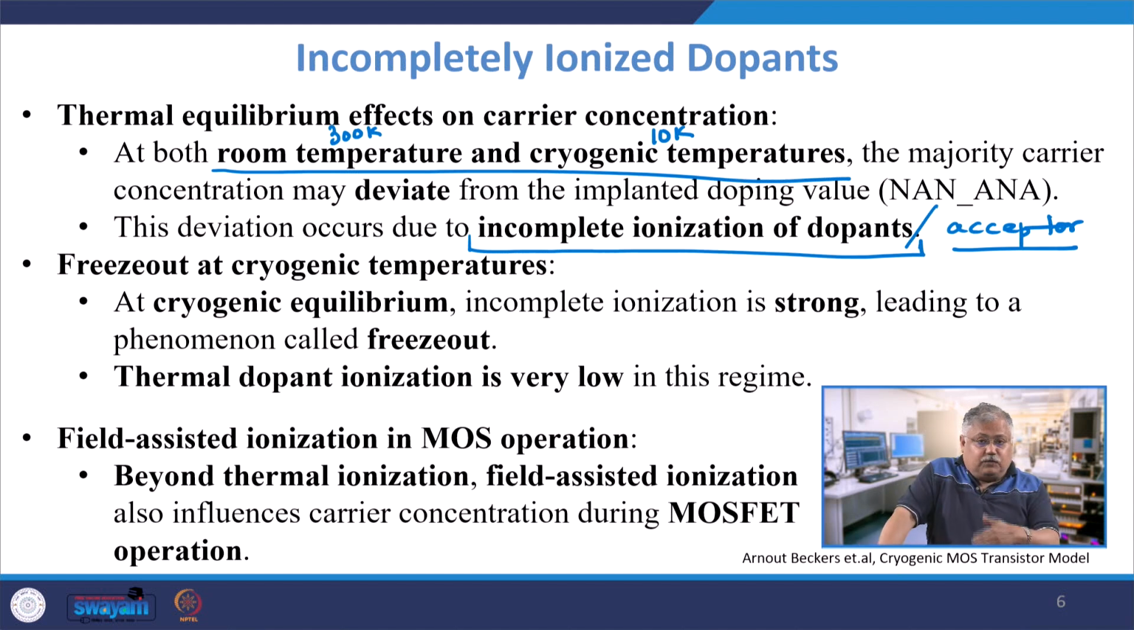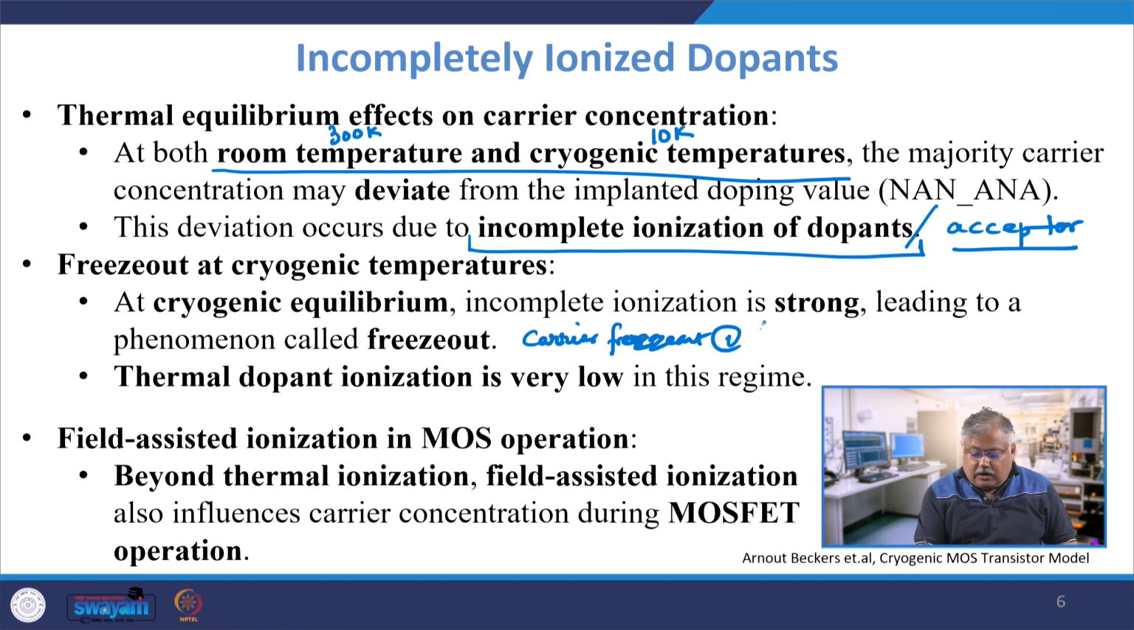Now, that is what I discussed in our earlier discussion, and I am repeating it. At cryogenic temperatures, incomplete ionization is relatively strong, and this leads to what is known as carrier freeze-out. So you will have carrier freeze-out at exceptionally low temperature, around 4 Kelvin.